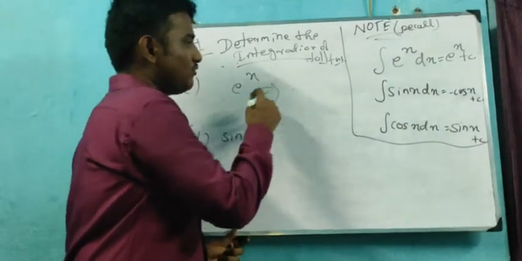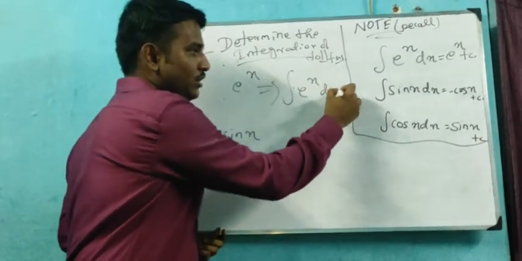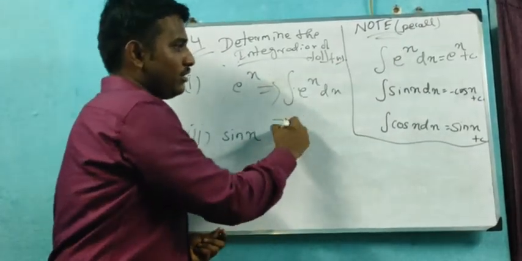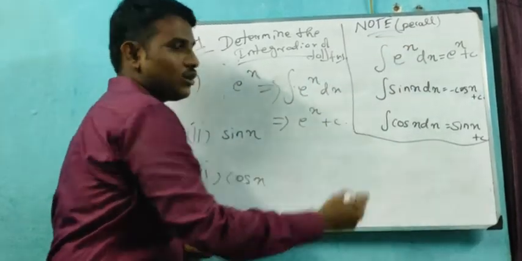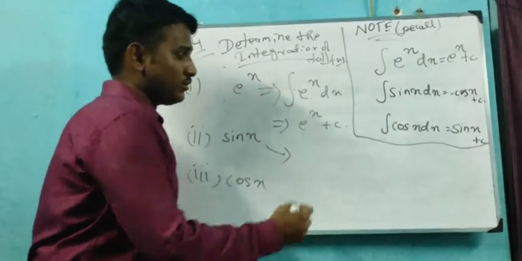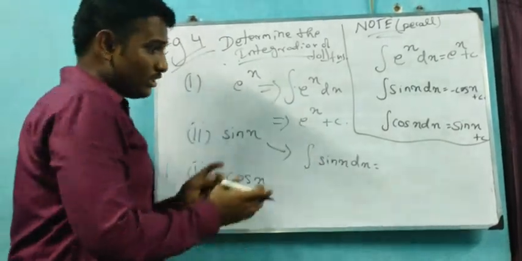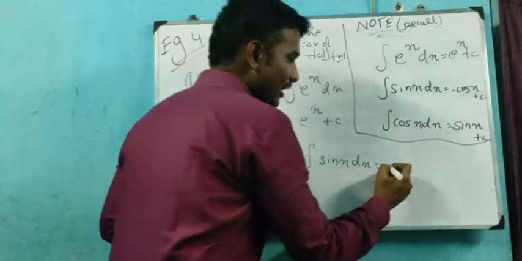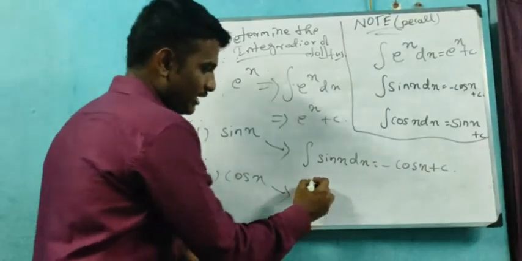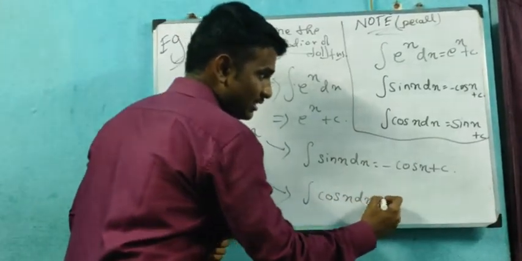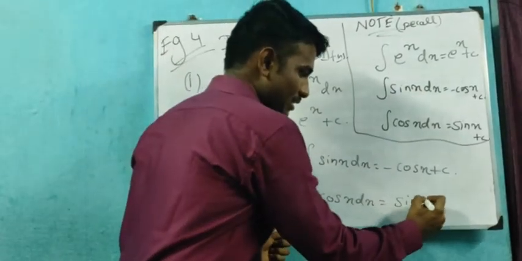What is the formula? First of all, we have to write the integration symbol, e power x and dx. It looks like the same formula, right? So what is the answer? It's e power x plus c. Got it? That's all. Next, sin x: integration of sin x dx looks like the same formula, so I can write it as minus cos x plus c. Then integration of cos x dx is, again the same formula, sin x plus c.